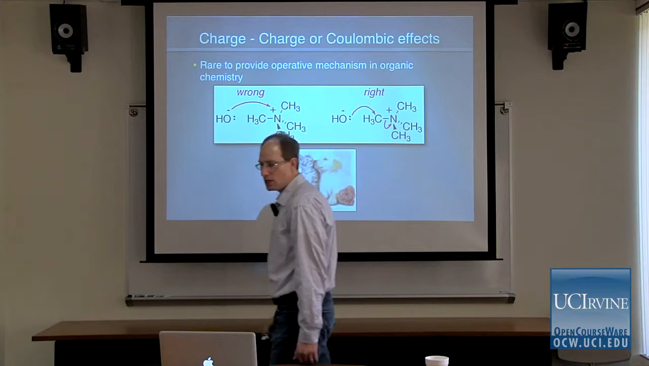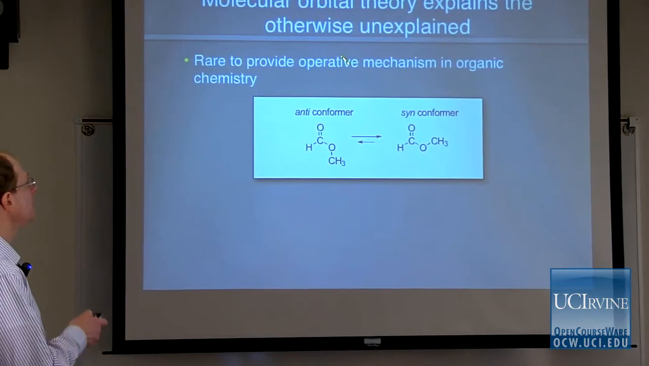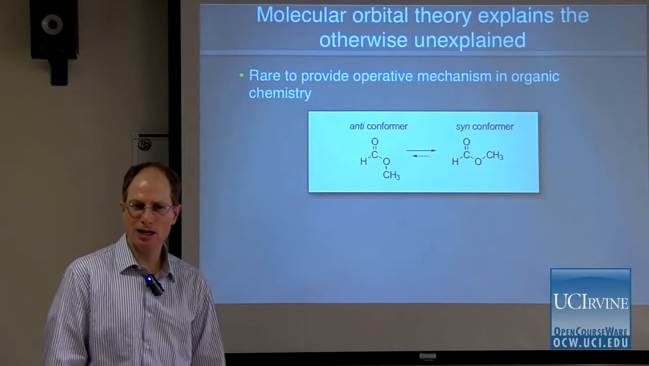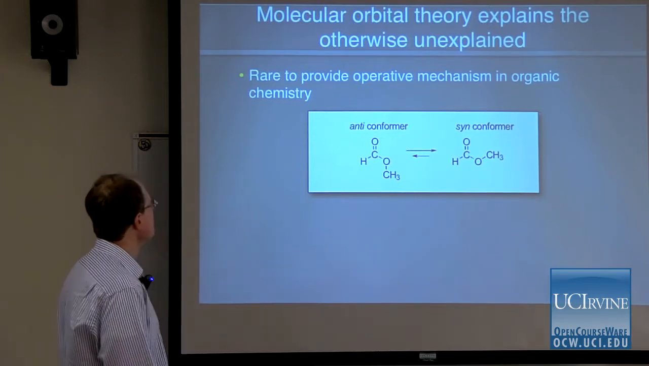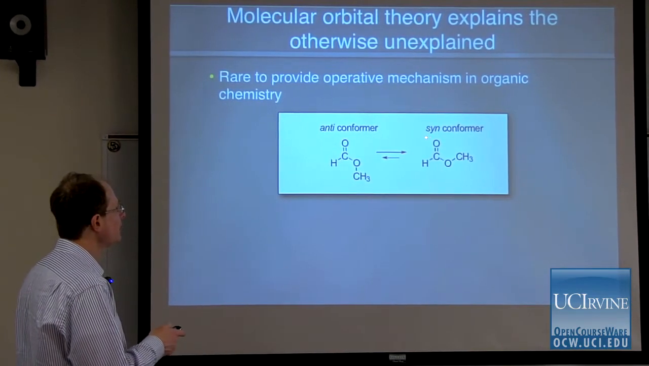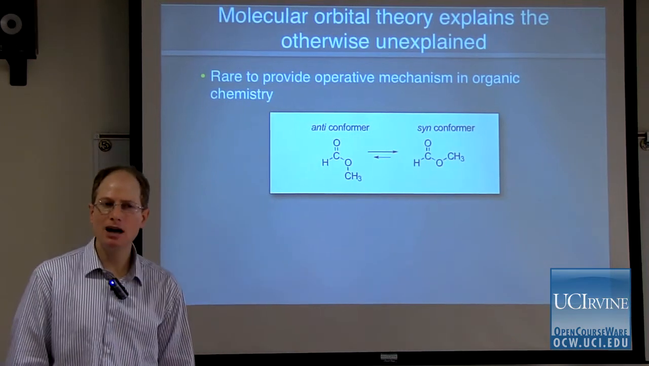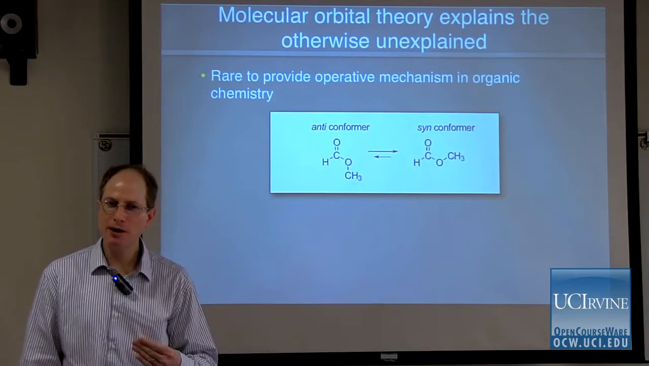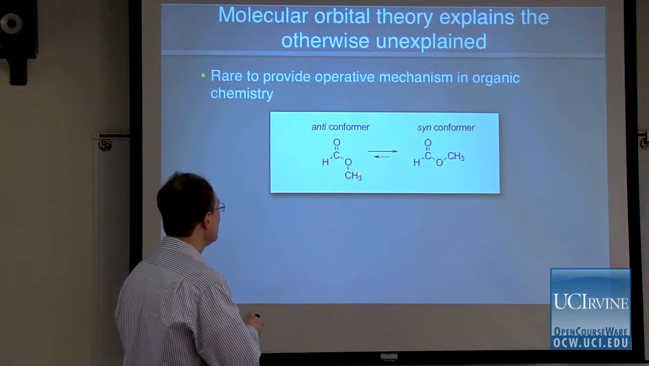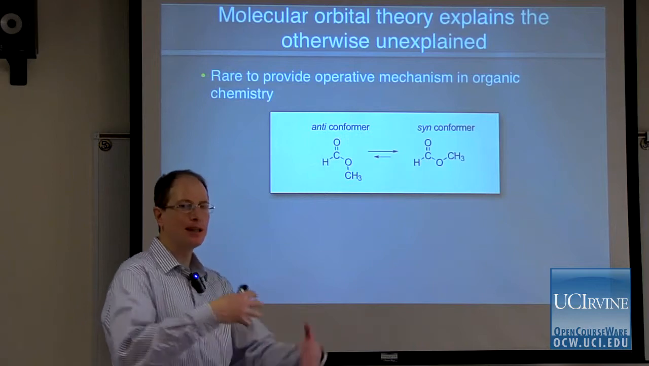So, cautionary note. Instead, we need to turn to molecular orbital theory. Molecular orbital theory can explain the otherwise unexplained, and I'll give you one example of this before we go back to our canonical example that I showed you earlier. So for example, this methyl ester has a preference for the syn conformation versus the anti conformation. And to a first approximation, this should strike you as rather odd, right? Because in this case over here, the methyl group is as far as can be away from the lone pairs that populate the oxygen, right?